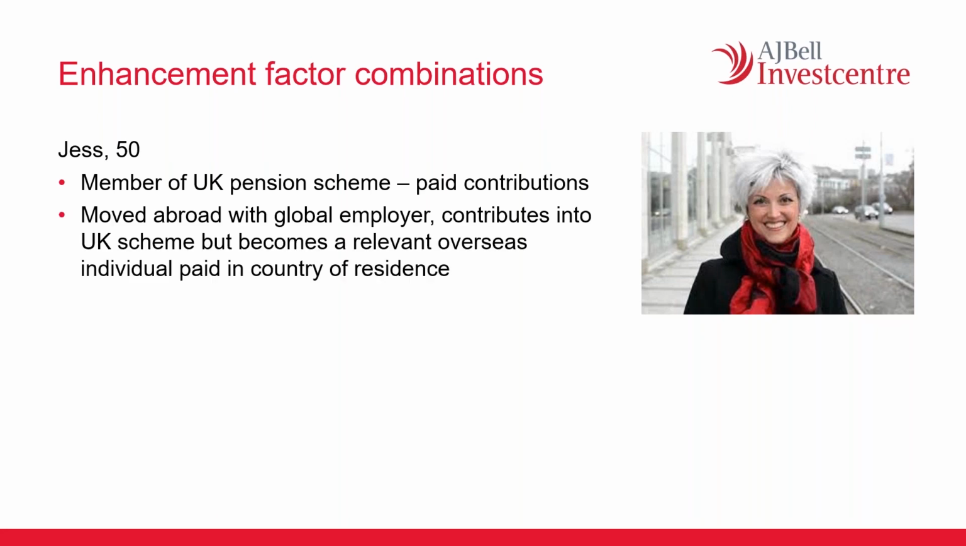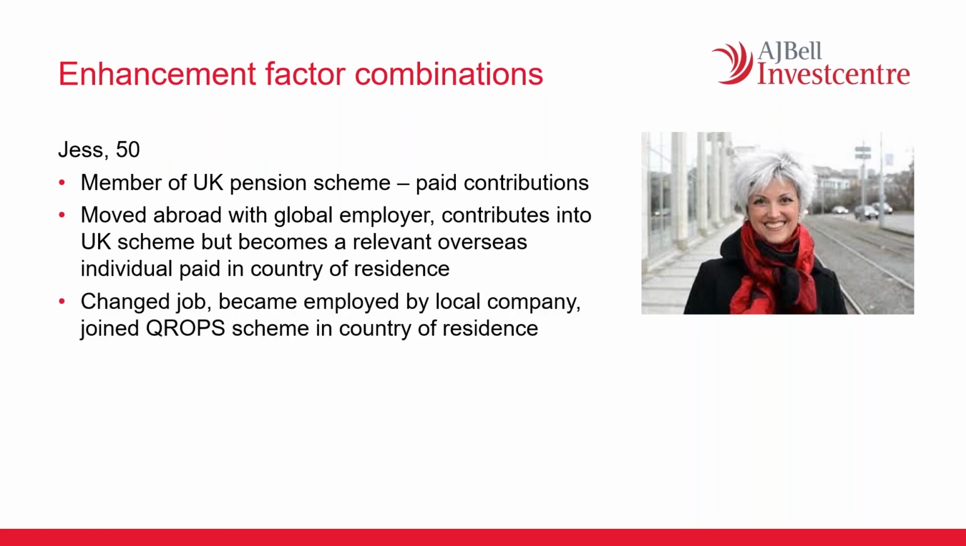She then moved abroad with her global employer, and she was working abroad, but she still had contributions going to a UK pension scheme. But she became a relevant overseas individual and she was paid in a country of residence. So she ceased to be a UK relevant individual, having moved abroad and become not resident for tax purposes in the UK, but there may still have been contributions paid by her employer going into the UK scheme. She then changed jobs and got employed locally in her country of residence. So she's no longer in that UK scheme, but she joined her employer's scheme in the country she was working. So she joined a QROPS scheme in the country of residence.